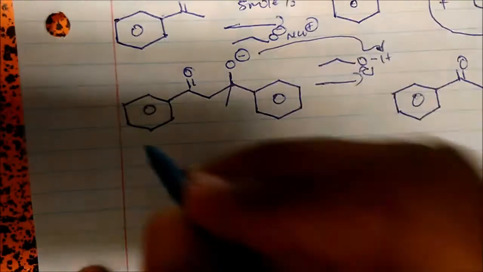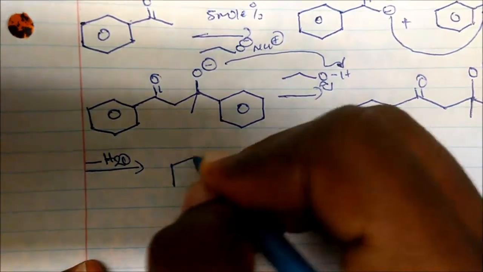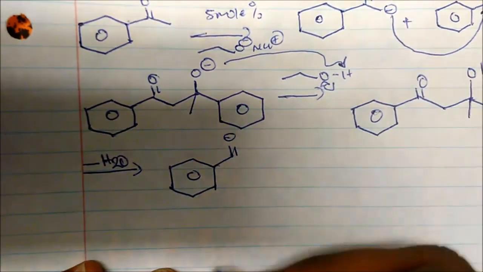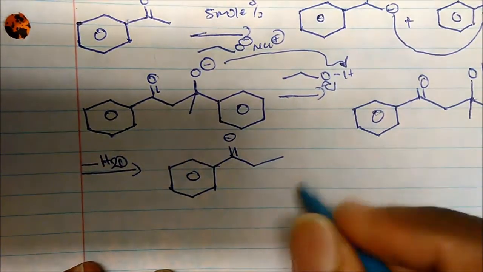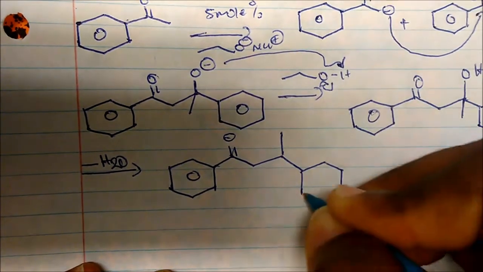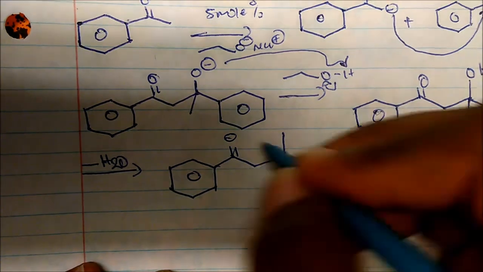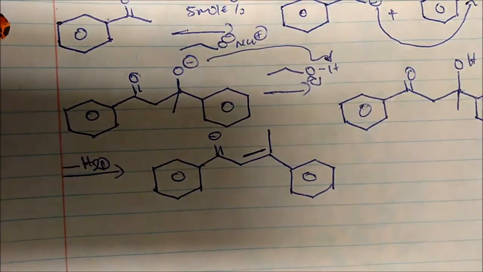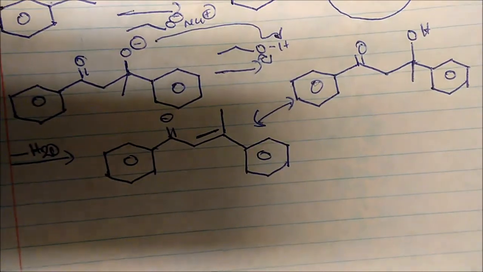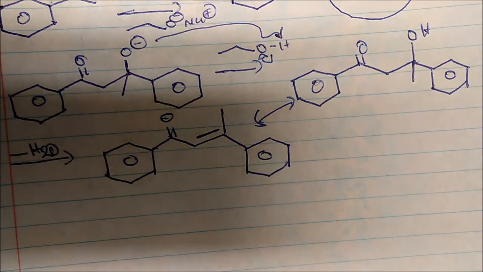And again, if we lose water, we actually create the alkene. So here's my ketone, and my alkene will be right here. So either of these products is correct. Now, some of you might be wondering, how does the alkene come about?